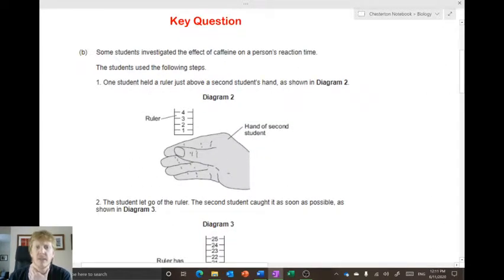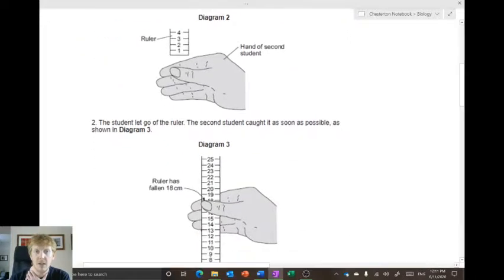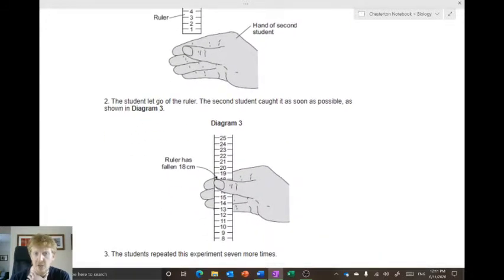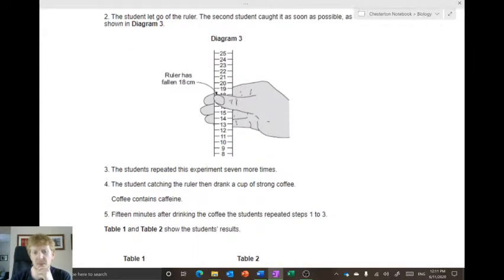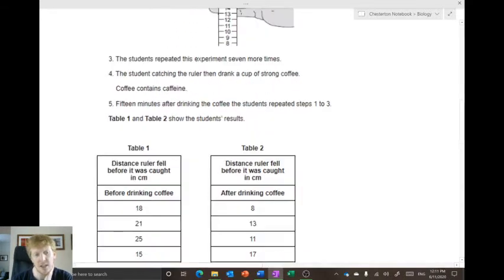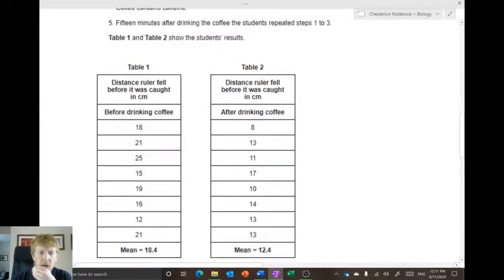So some students investigated the effects of caffeine on a person's reaction time, just like we did. The students used the following steps. One student held a ruler just above the second person's hand, as shown in diagram 2. Even if it's not the best way to do it, there are some mistakes with how they're doing that, but that's okay. We'll deal with it. The students let go of the ruler, and the second student caught it as soon as possible, shown in diagram 3. The student repeated the experiment 7 more times. The student catching the ruler then drank a cup of strong coffee, which contains caffeine. 15 minutes later, after drinking the coffee, the students repeated the investigation.